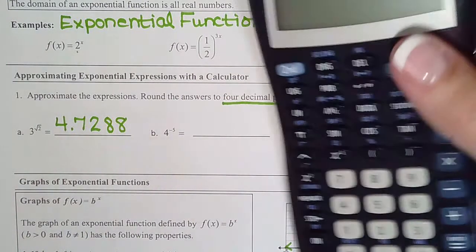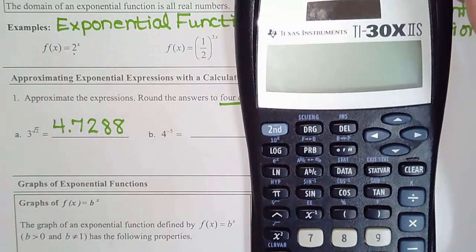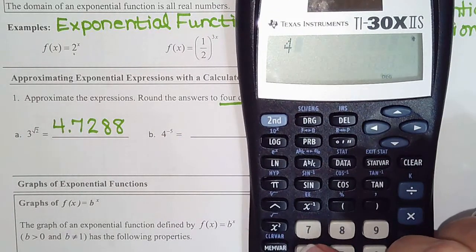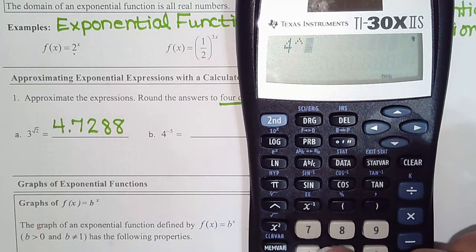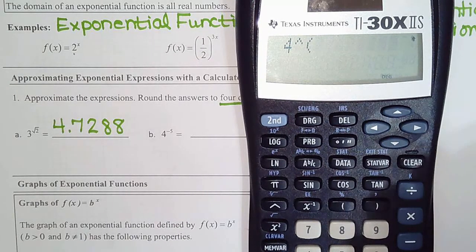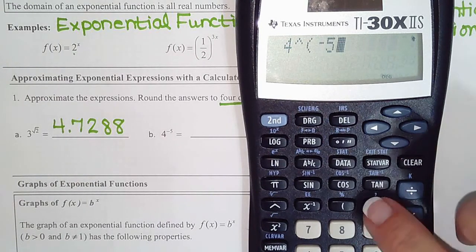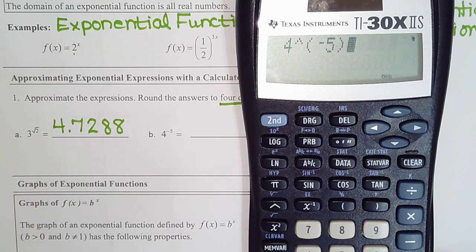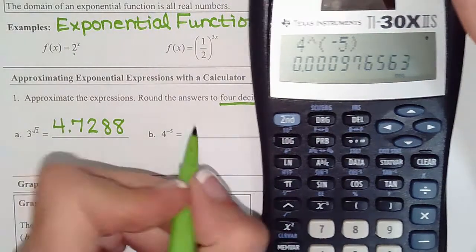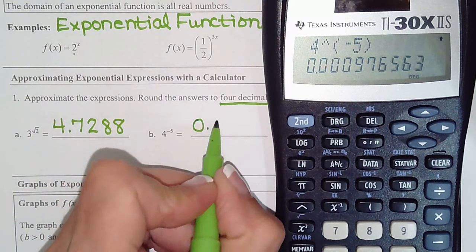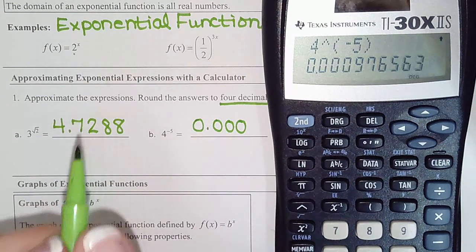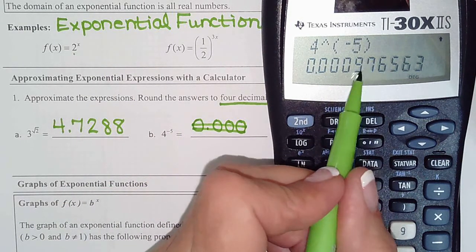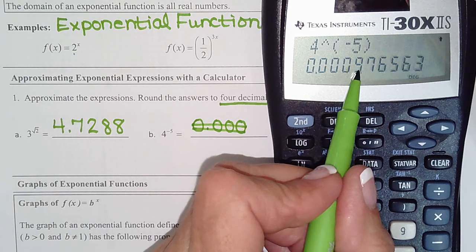Okay, for the next one, we have 4 to the negative 5. So we do it the same way. 4, then we hit the caret key, and then we do negative 5. And usually whenever it's a fraction or a negative, you should put it in parentheses to show the calculator all of that is the exponent. So 4 to the negative 5 would be 0.000. Whoops, nope, I shouldn't have done that. So 1, 2, 3, 4. So 9 followed by a 7 says make that 1 and that 0. So it's going to be 10.